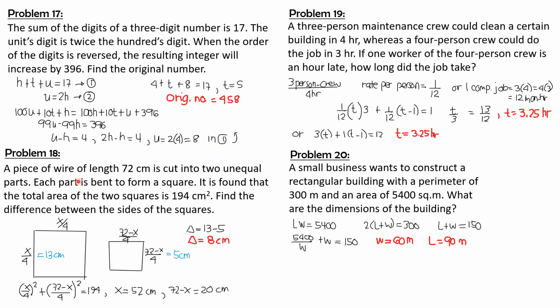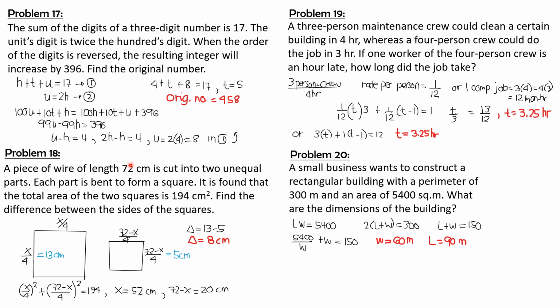Problem 18: a piece of wire of length 72 cm is cut into two unequal parts. Each part is bent to form a square. It is found that the total area of the two squares is 194 square centimeters. Find the difference between the sides of the squares. So if we cut the 72 cm wire into two pieces, let's call the longer part x. So the shorter would be 72 minus x.